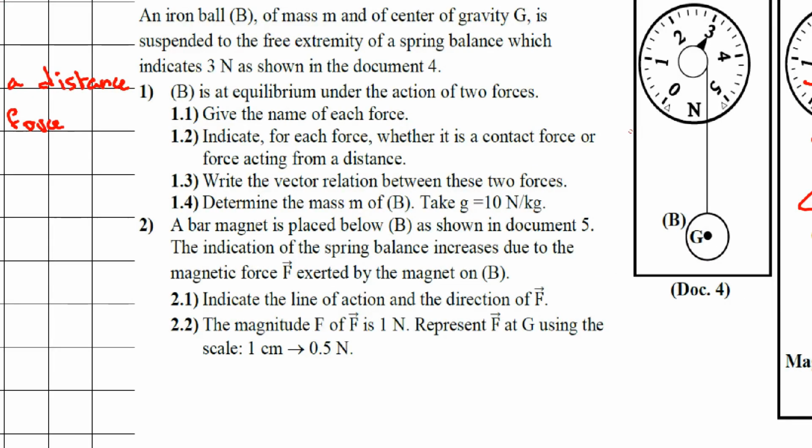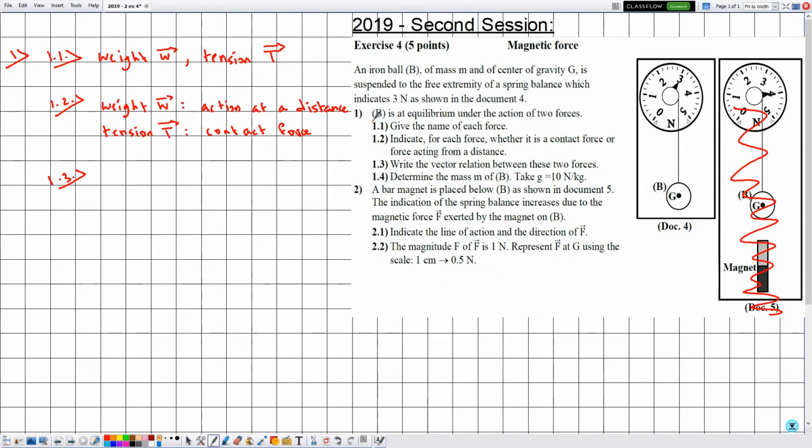Now in 1.3 they are telling me to write the vector relation between these two forces, knowing that the ball B is at equilibrium. So the vector relation here is given by the condition of equilibrium. How do you apply this condition? Always on the left we write the sum of forces acting on the ball B, which are the weight W vector plus the tension T vector. And on the other side of this equation, we write the zero vector, corresponding to the condition of equilibrium.